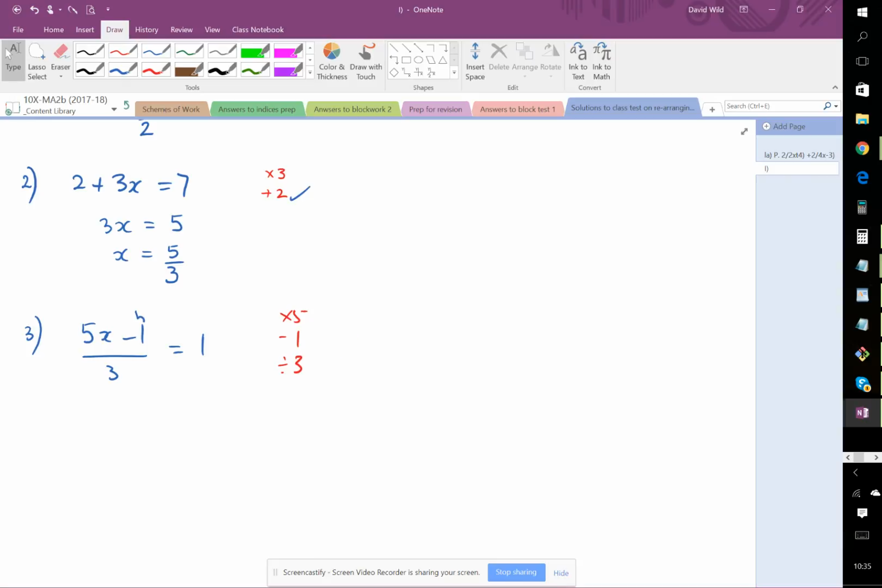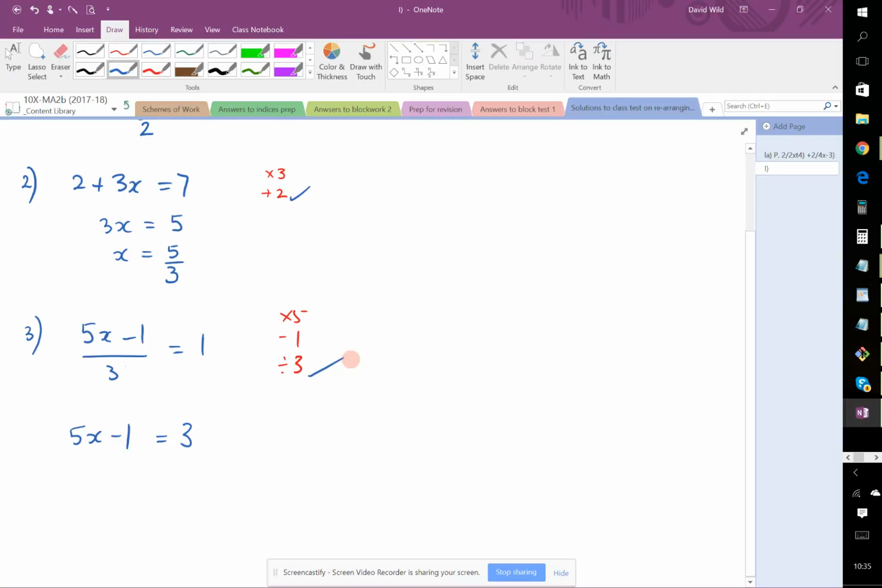Oh, and by the way, guys, listen carefully. So many of you are not doing the same thing to all of both sides. You're doing it to bits of it. So if I'm multiplying by 3, I must multiply the whole of this left-hand side by 3. Not just a little bit of it, but all of this by 3. That gets rid of the 3, and all of this times 3. Now in this case, it's a simple example, but when we get to the more difficult ones, you'll see where you may have gone wrong.